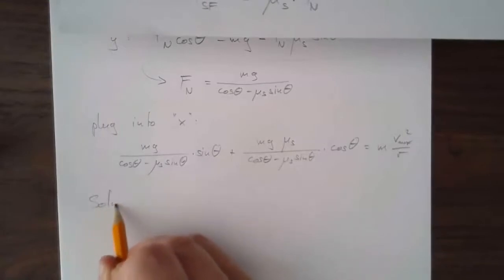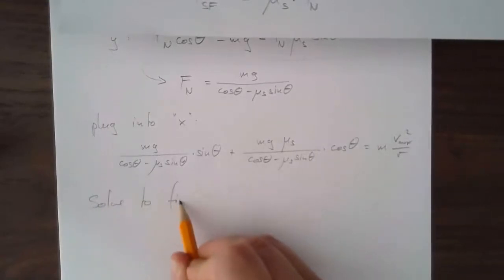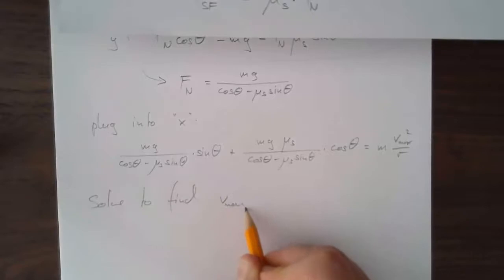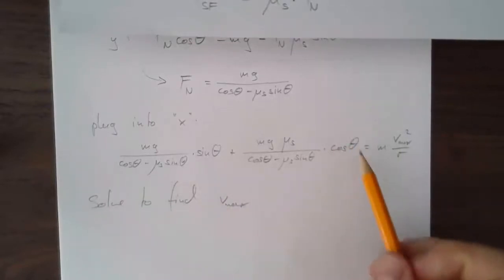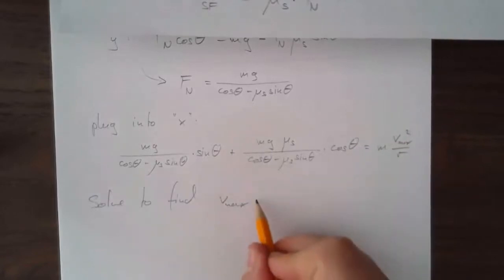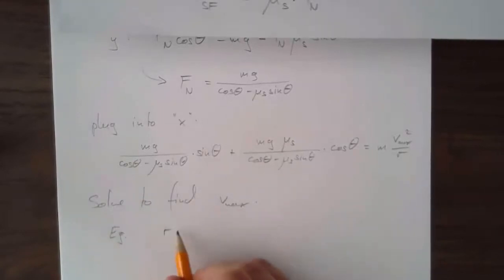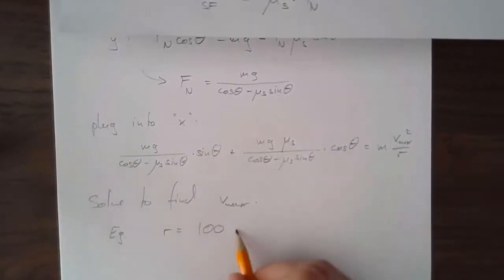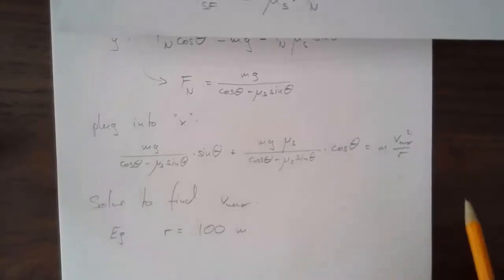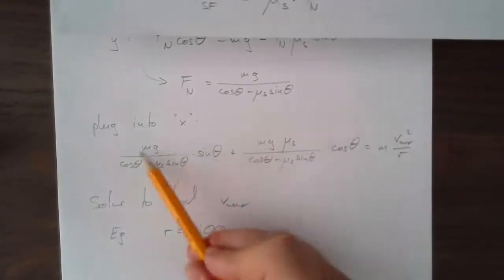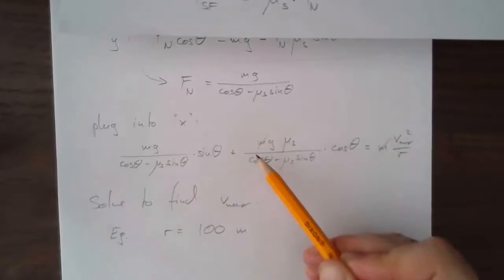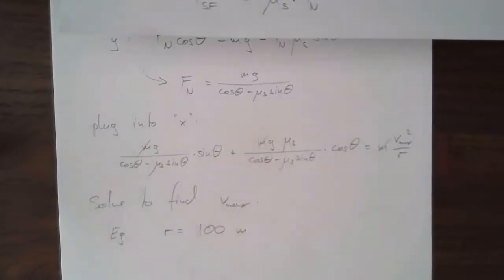So solve to find v max. Straightforward, just rearrange. Take the square root to get rid of the square. You know what to do. You can do algebra. And let's give some sample values. For example, our curve is still 100 meters in radius. Our mass I'm not going to give you, because you'll notice the mass actually cancels out, because there's a mass in every term.